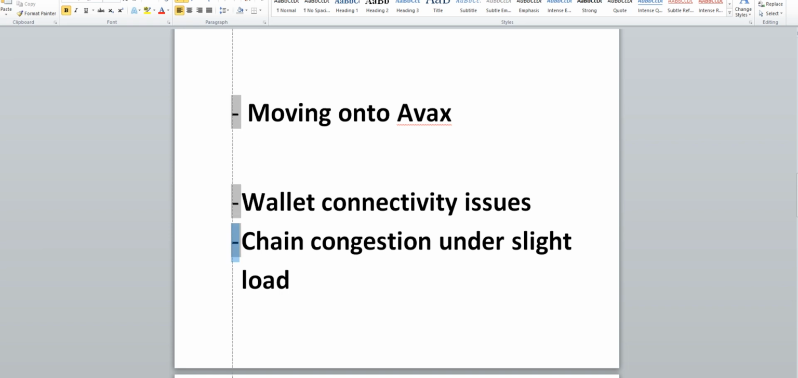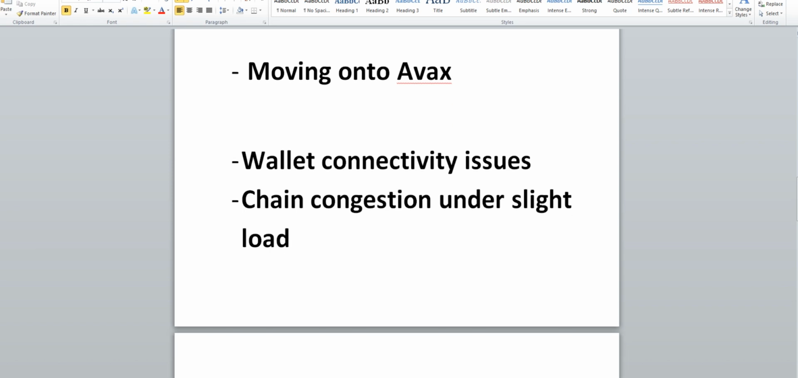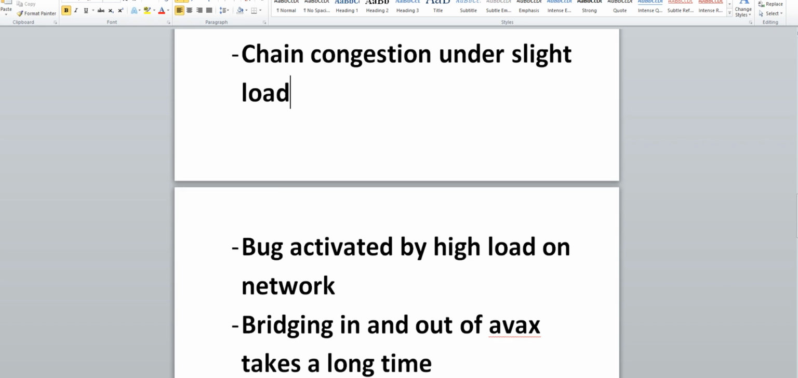The second one is chain congestion under slight load. A few months back, AVAX was experiencing a lot of load because of Time Wonderland and a bunch of other projects that were going crazy, either because they were rugging or people were trying to get their money out, and the chain experienced congestion. Usually it doesn't happen on AVAX, but people noticed multiple times that when over a certain amount of transactions happen on the network, the chain starts to congest pretty badly. Because of this congestion, a bug gets activated by the high load on the network. I'll show you guys an article that outlines this.